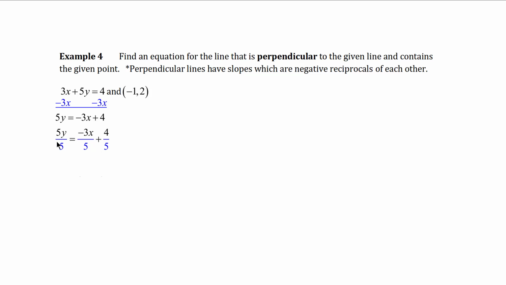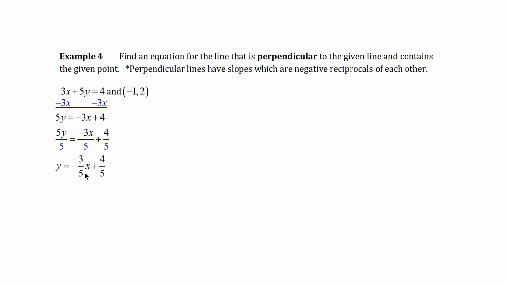So we get 5y divided by 5 equals -3x divided by 5 plus 4 divided by 5. Simplifying the left-hand side, 5y divided by 5 is y. On the right-hand side, -3x divided by 5 we can rewrite as -3/5x. And then we'll just bring down the 4 divided by 5. The result is y equals -3/5x plus 4/5. For this problem, we need to find a line that is perpendicular to this line here. The slope of this line here is -3/5.